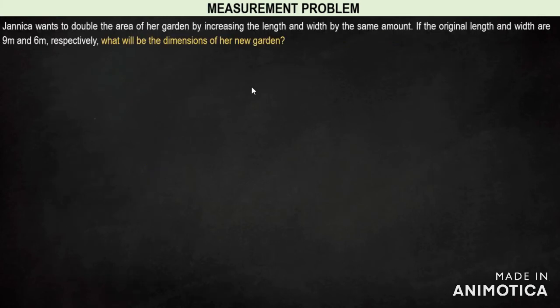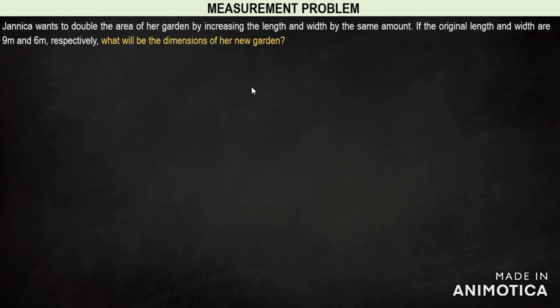For the measurement problem, we have Janica wants to double the area of her garden by increasing the length and width by the same amount. If the original length and width are 9 meters and 6 meters respectively, what will be the dimensions of her new garden?